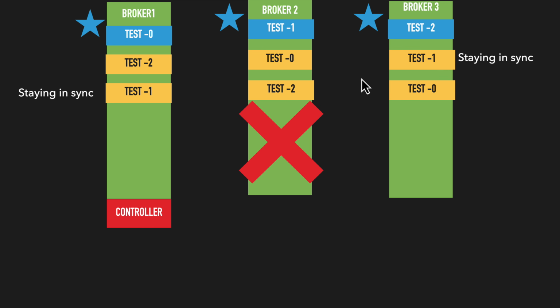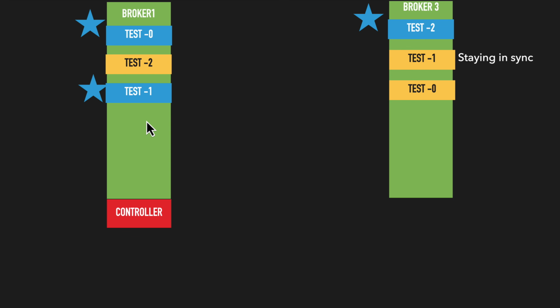Let's say in the selection process, the test 1 won. So right now the test 1 will become the new leader. And let's say here in broker 3, we have the test 1 as a follower again. So the test 1 will continuously try to be in sync and always try to catch up with test 1.